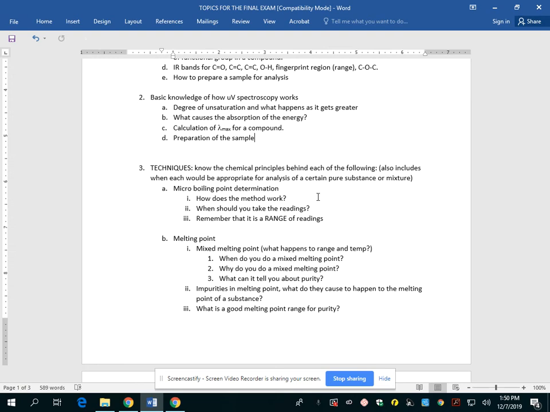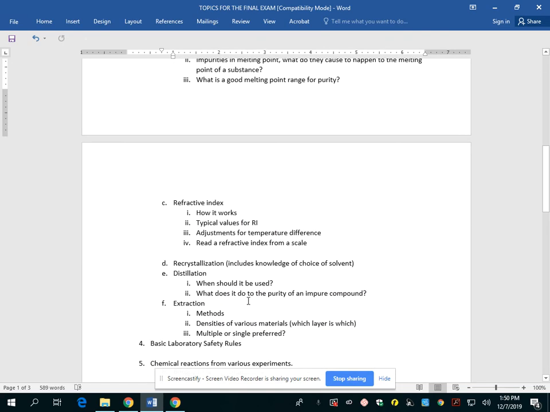I think that covers all that there. Obviously, if you have impurities and you do a mixed melting point, remember that will lower the melting point of the substance, and it will broaden it. So you'll have a wider range, and it will be lower than the anticipated melting point. And when we say a good melting point range for purity, 2 degrees is usually the accepted value.